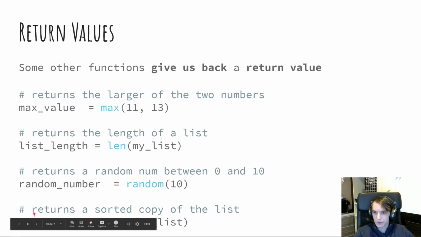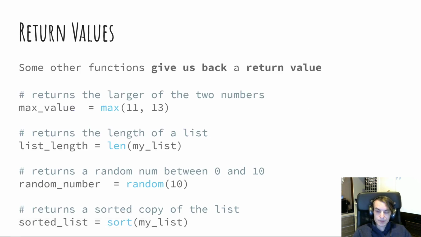Nope. There we go. Some other functions give us back what's called a return value, and we've been using these as well. So here are a couple that are predefined. We have max and len and random and sort. All of these are also functions, and these all have a return value. They give us back something. So max gives us whatever the larger of the two input numbers is. Len gives us the length of the list that we give it. Random gives us a random number between 0 and whatever number we give it. And sort gives us a sorted copy of whatever list we give it.